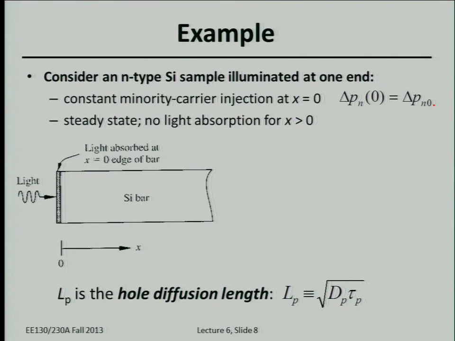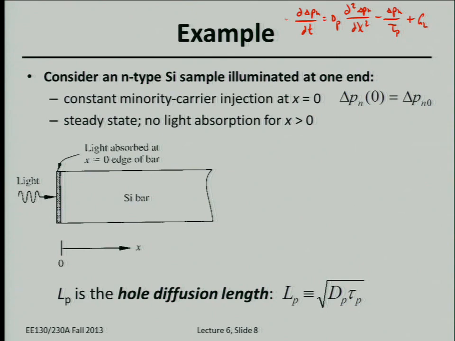Okay, so let's solve this. Let's remind ourselves of the minority carrier diffusion equation. This is an n-type sample, so we care about the excess hole, minority carrier hole concentration. I'm just repeating the minority carrier diffusion equation here. Okay, that's the same minority carrier diffusion equation. This is at steady state.